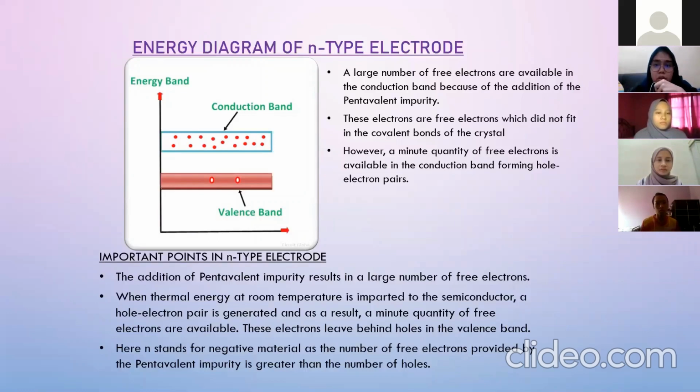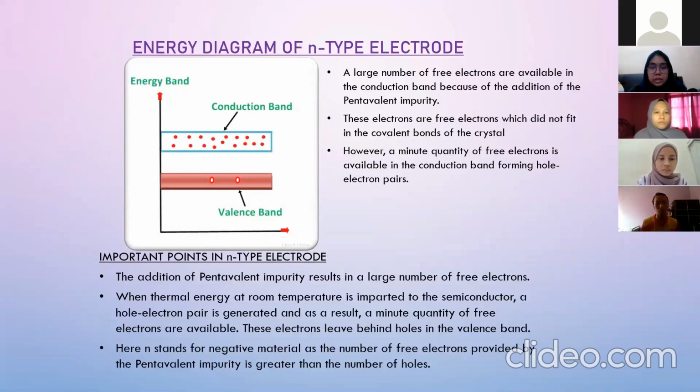However, a minute quantity of free electrons is available in the conduction band, forming electron-hole pairs. The important point in the N-type electrode is that the addition of the pentavalent impurity results in a large number of free electrons which are available in the conduction band. When the thermal energy at room temperature is imparted to the semiconductor, an electron-hole pair is generated, and as a result, a minute quantity of free electrons are available.